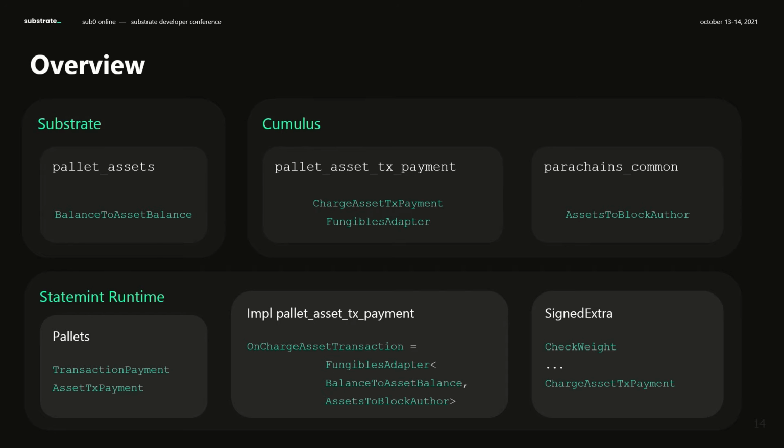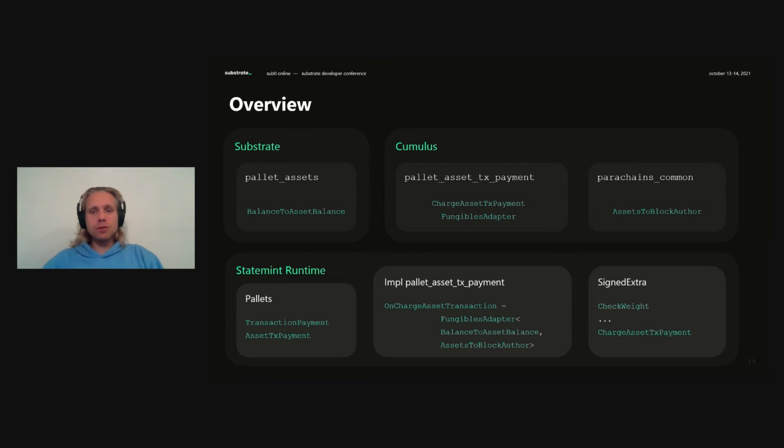And then we have parachains common, which is like a shared crate between the different parachains. Within the Cumulus repo, we have assets to block author, which is one implementation of what to do with the assets. So in our MVP implementation, or first implementation, we just pass it to the block author directly instead of doing more complex things like gathering it in a pot and then paying out based on that, which is what we do with the native currency.